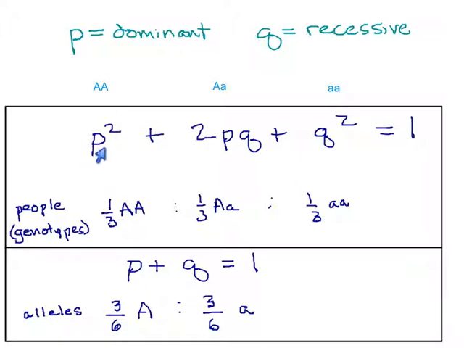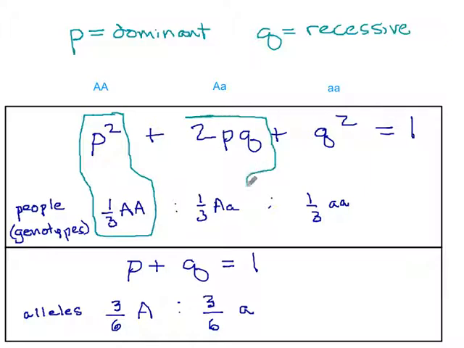So when they write p squared, they mean people who have the dominant allele twice. In other words, these people who have two dominant alleles. This term in the equation represents people with the homozygous dominant genotype. The PQ term represents people who are heterozygous. They have a dominant allele and a recessive allele, one of each. And Q squared represents people who have the recessive allele twice.